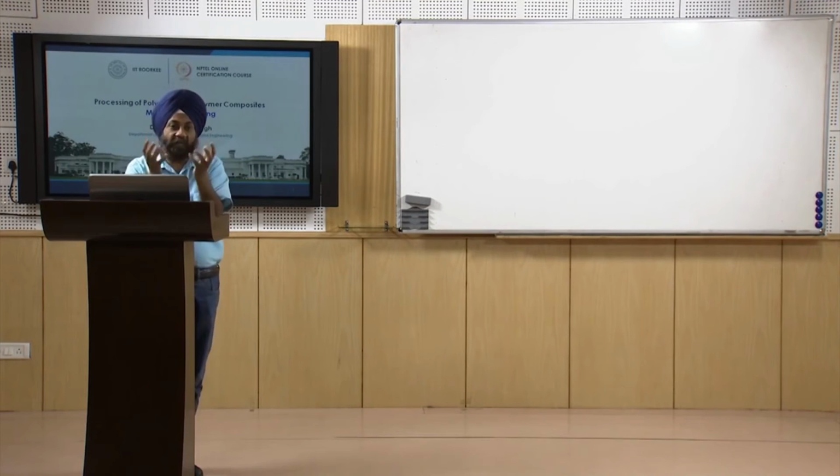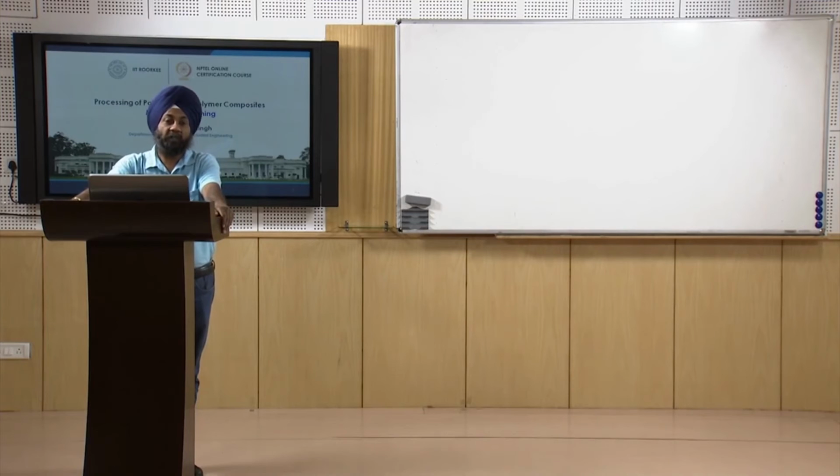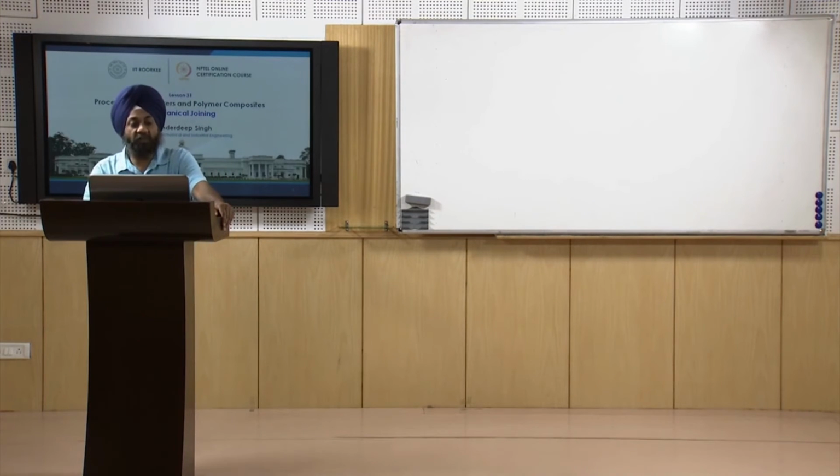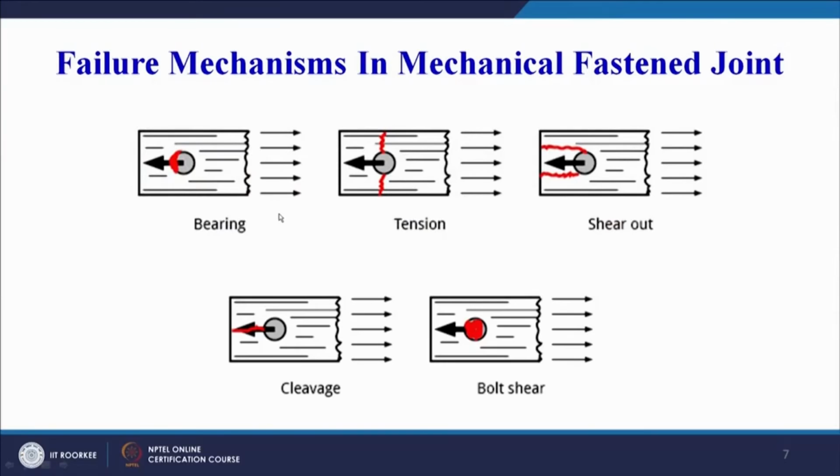And scientists and researchers have tried to figure out what kind of damage can happen to our mechanically fastened joints, and these are the failure mechanisms in mechanically fastened joints. So we can have a bearing type of failure, and under tension we can have a tensile type of failure. The red portion shows how and where our composite part is going to fail on application of load.